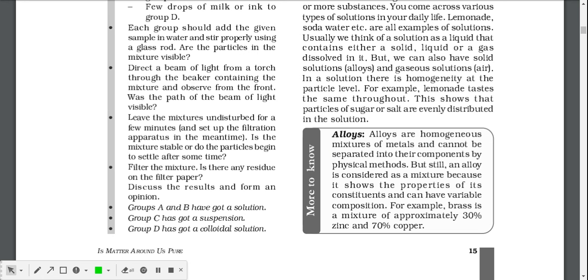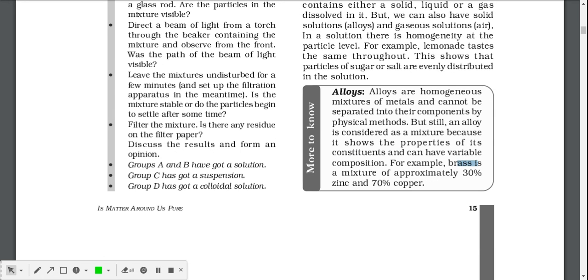For example, let's take brass. Brass is a mixture of approximately 30% zinc and 70% copper. So brass is an alloy which is made up of two elements. One is zinc, present in 30% amount, and the other one is copper, present in 70%.